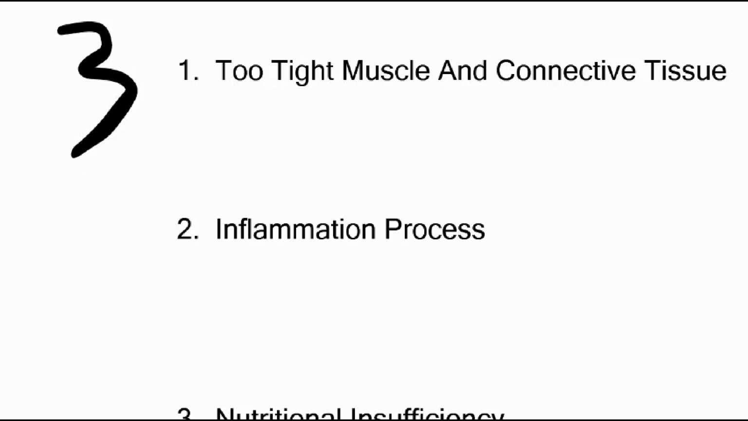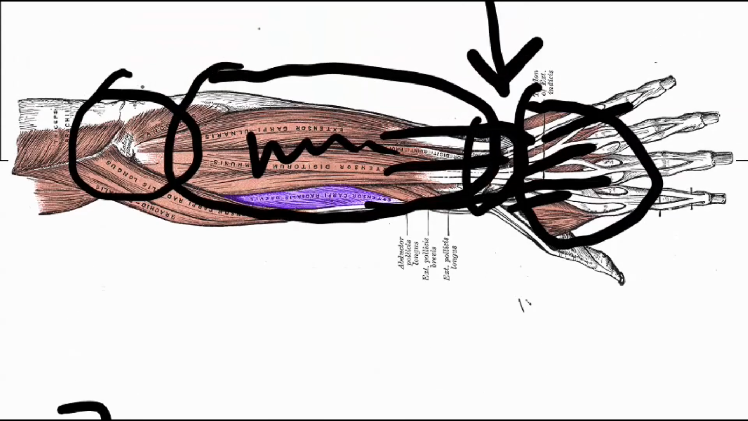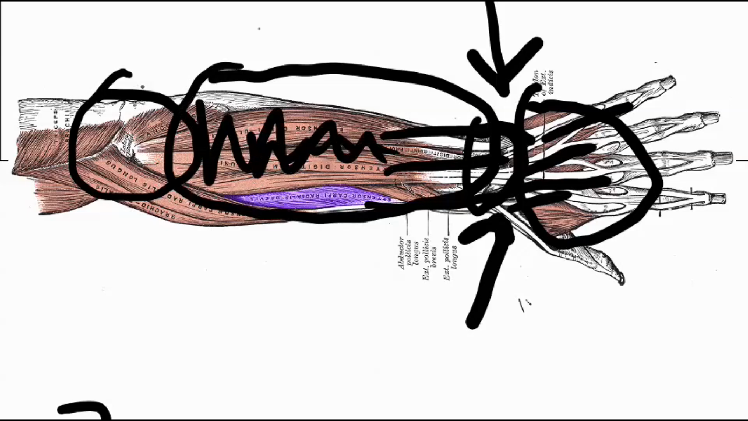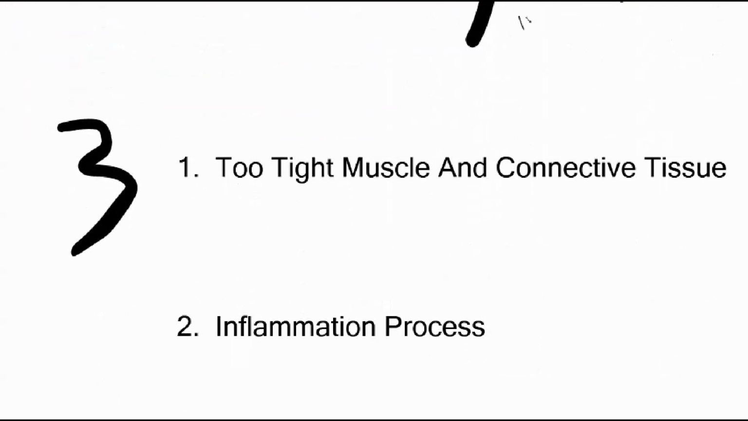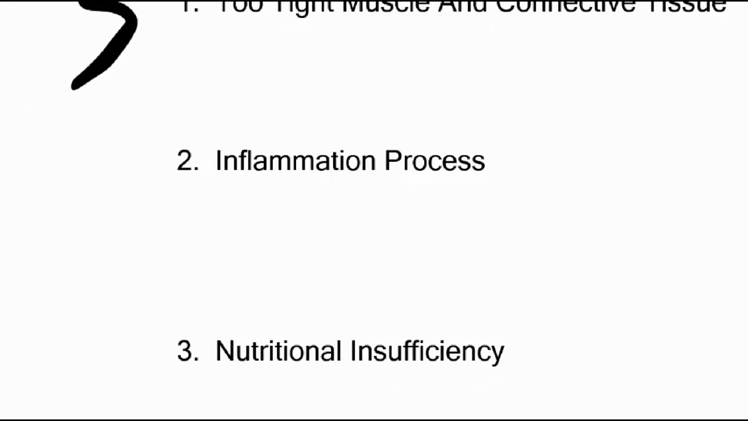The first is that your muscle connective tissue is too tight. So even if you have pain right here, it hurts because all these muscles are too tight. They're pulling on their tendons and they're compressing the wrist joint. They're compressing all this tissue. That's one of the factors. Things are too tight.